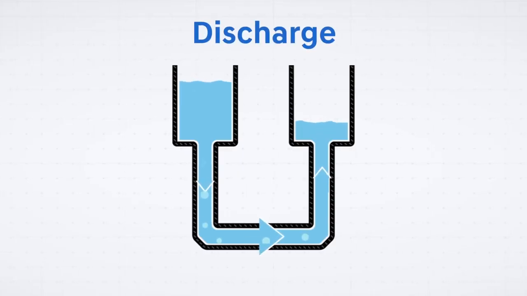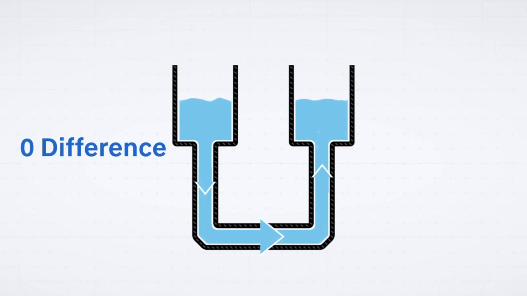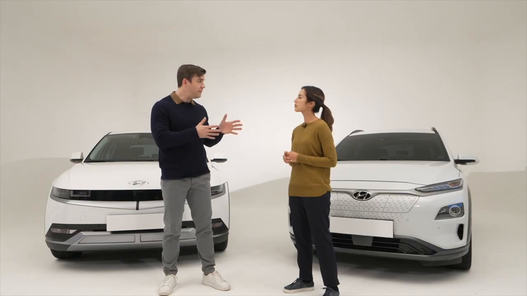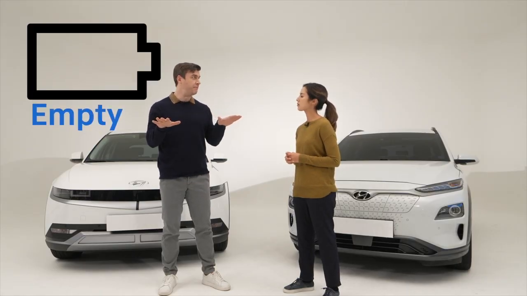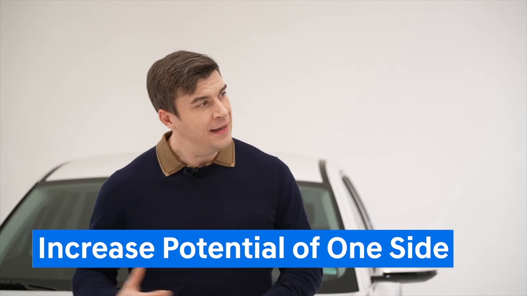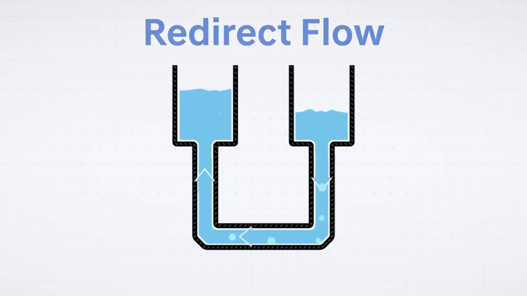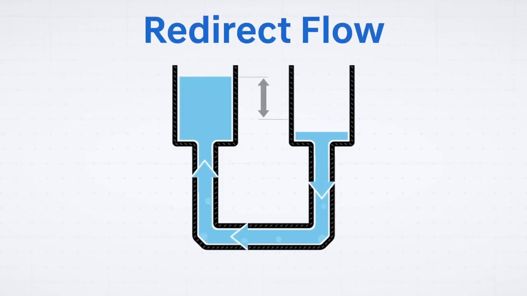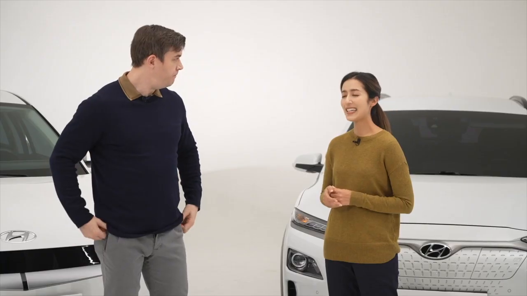In a battery, the electric potential difference will be zero when the electric potentials of both poles become equal. That means the battery is empty. To recharge the battery, we need to increase the electric potential of one side. It's like redirecting the flow of the water so that one tank is full and the other one's empty. Yeah, somehow, if you give me the context of batteries, it's easier than I thought.